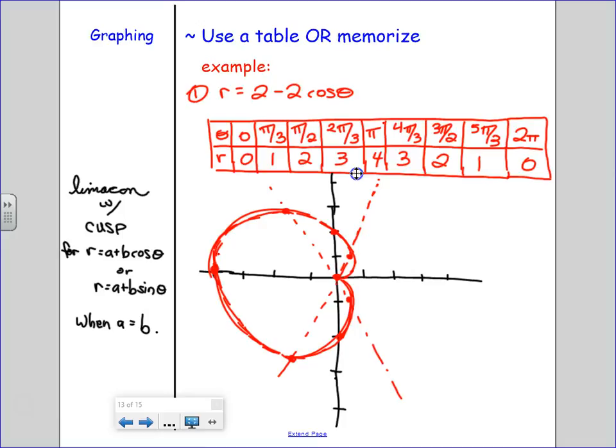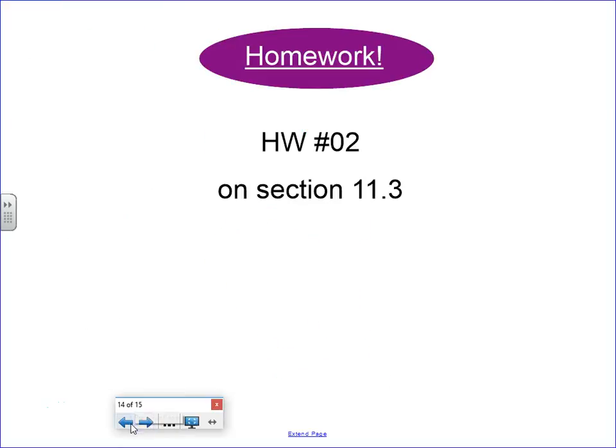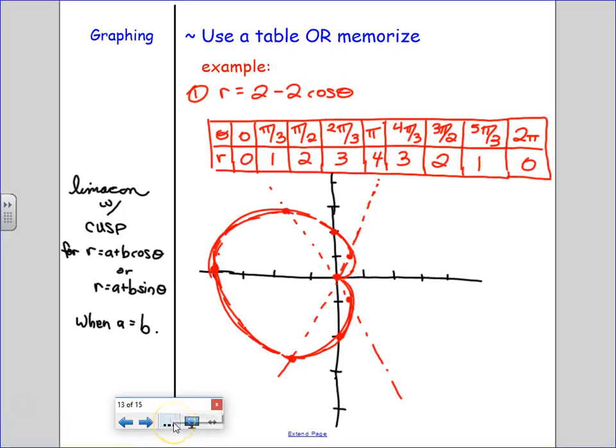Is that the only kind of limaçon that we can get? No. I'll give you another one. You want a twist? What if I was to give you... Yeah, there's one of those.